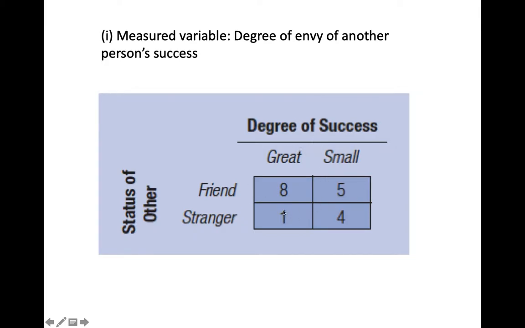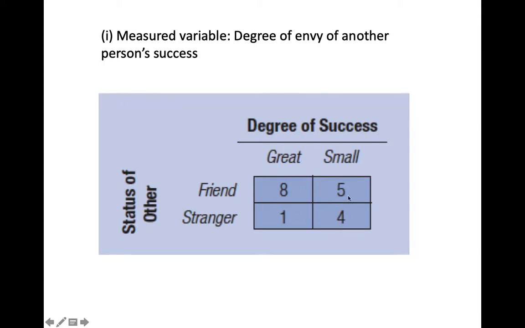What the results say is that the amount of envy we feel when we have a friend who has a great success is 8. However envy is measured in this case, whatever those units are, 8 is the highest number here. So we can say we have the most envy when a friend has a great success. We actually have less envy when that friend has a small success. And when a stranger has a great success, envy is only 1. And when a stranger has a small success, envy is 4.